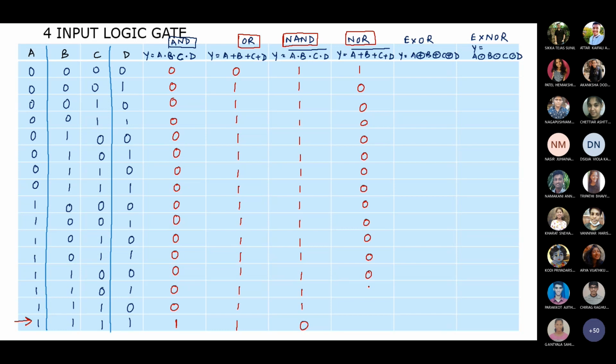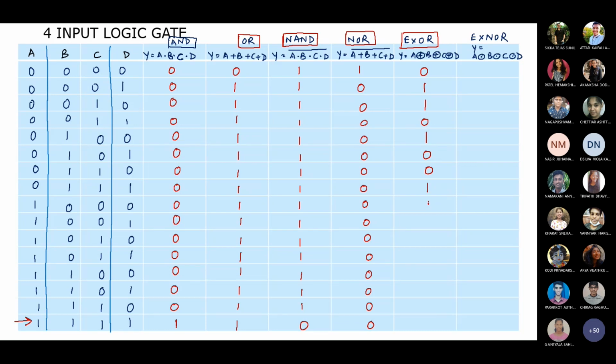Now XOR ध्यान से करना है because XOR में हर टाइम definition check करना पड़ेगा हमें. XOR says when an odd number of inputs are high, output is high. So first combination output 0. Second, 0 0 0 1, one input is high, so output is high. Next also one input is high, output is high. Next two inputs are high, output 0. Next one input is high, output is high. Next two inputs are high, output low. Next two inputs are high, output low. Next three inputs are high, output 1.